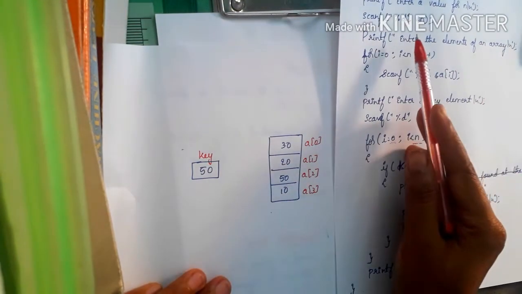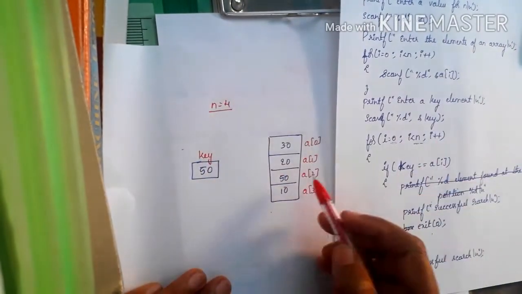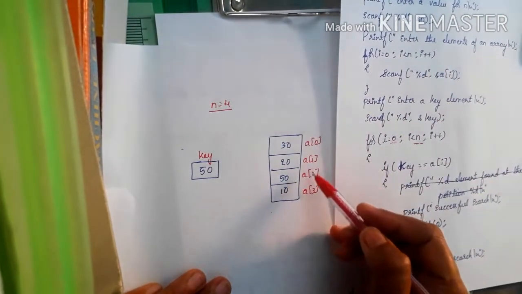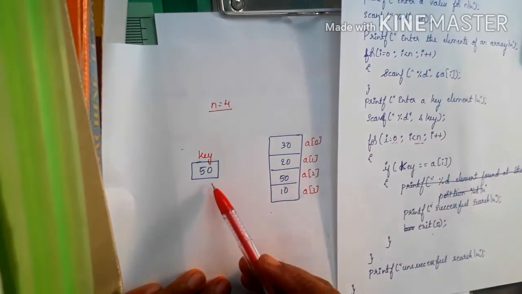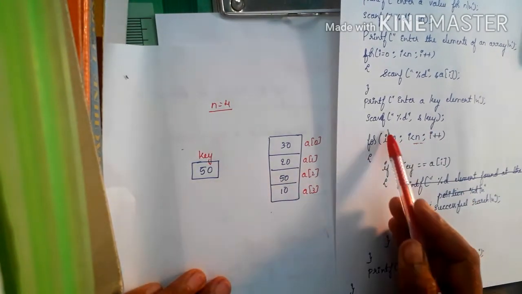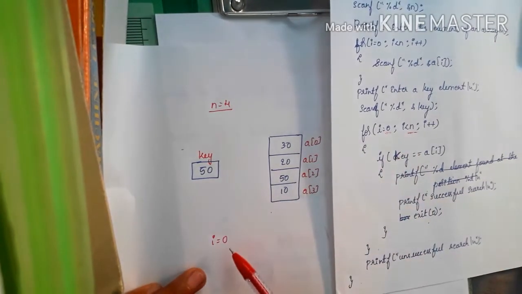First, input a value for n. Have taken n value as 4. Then input 4 elements to the array A. Next, input a key element. Have taken key element 50. Next, for loop instruction. Initial value for I is 0.